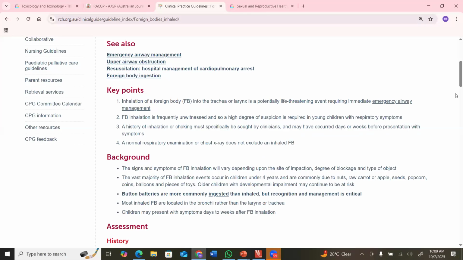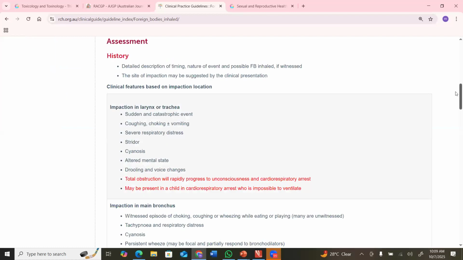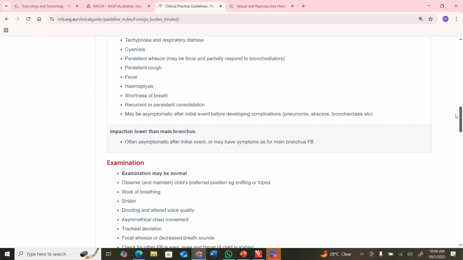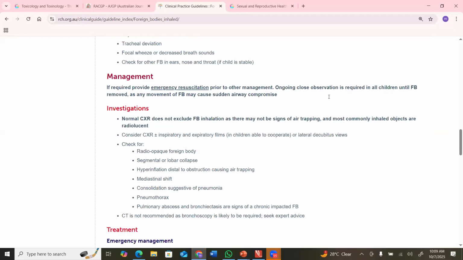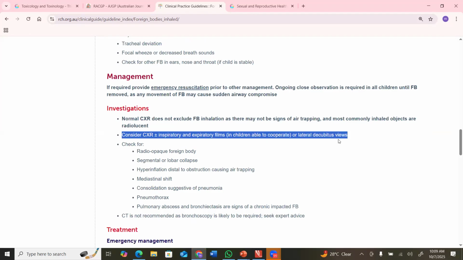Okay, we will not discuss the life-threatening situation right now. So with the history and examination, the first thing is the investigation. The first and very foremost investigation is the chest X-ray with inspiratory and expiratory films along with the lateral decubitus view. Sometimes the X-ray comes back normal if the foreign body is radiolucent. So a normal chest X-ray does not exclude a foreign body.